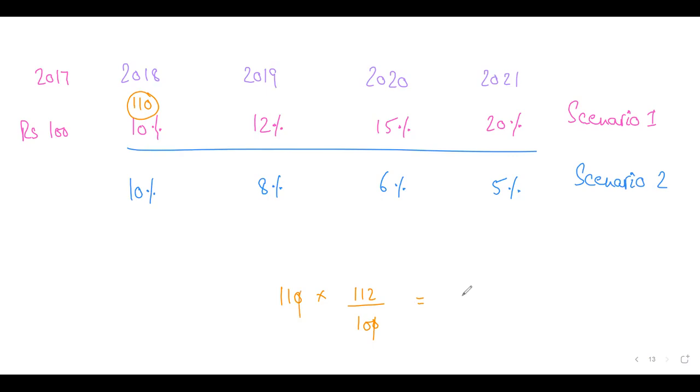Does anyone have a calculator? Or do you want me to do it? So if you do that, is this making sense? If there's any confusion, students, please ask me, because on an exam, especially in MCQs, you get a lot of such questions. So that gives you 123.2. The new price level will be 123.2.